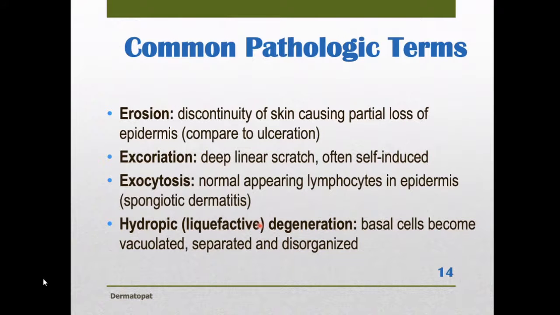So erosion and ulceration, I think we discussed it before, and erosion is more superficial as compared to the ulceration. Excoriation, deep, often self-induced scratch. Exocytosis, you learned this in physiology. It is the process by which the cell takes things inside and sends them outside, by a mechanism called endocytosis, exocytosis.